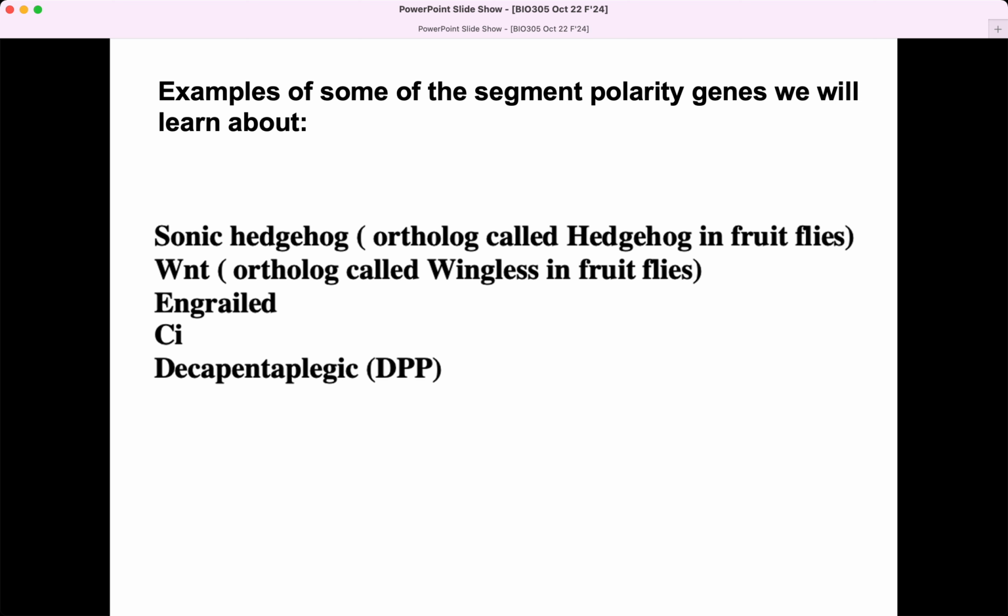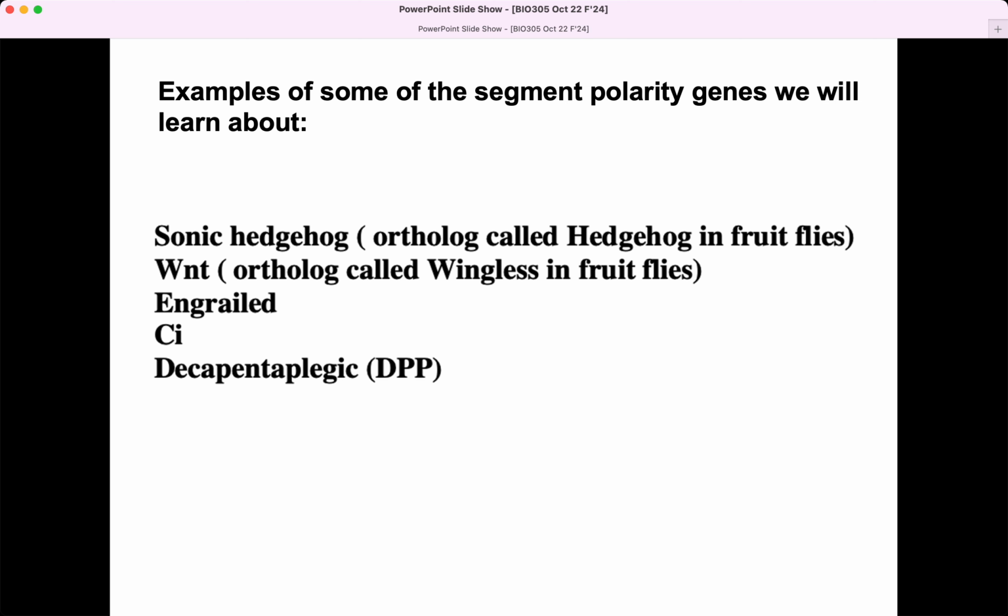So one is sonic hedgehog. And we learned about that a little bit. There's a sonic hedgehog ortholog in us that patterns the different digits of our fingers. And it's used over and over and over as a morphogen in our development. It patterns the somites. It patterns our brain. It just patterns, patterns, patterns. So it turns out the original ortholog of sonic hedgehog was called hedgehog in fruit flies. We don't need to learn that name because the sonic hedgehog name is the much more common name now.